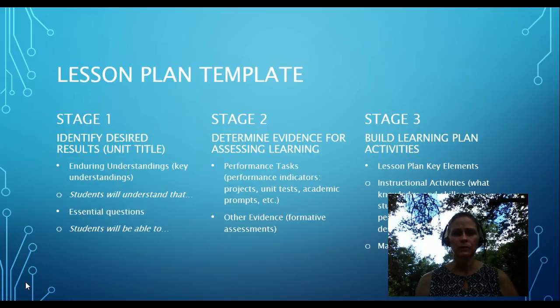Stage 2, determine evidence for assessing learning. These are the performance tasks, which would use performance indicators such as projects, unit tests, and academic prompts. And then you would finish up stage 2 with other evidence, which is the formative assessments. Stage 3 is build learning plan activities. This would be your lesson plan key elements, instructional activities, and materials and resources.